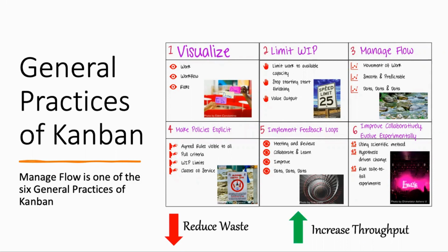The fourth general practice of Kanban is make policies explicit. So you set explicit policies. That means you agree on certain rules that will move the work from one stage to another stage. For example, your definition of ready. When is your story or when is your feature ready to be moved to the starting development queue?